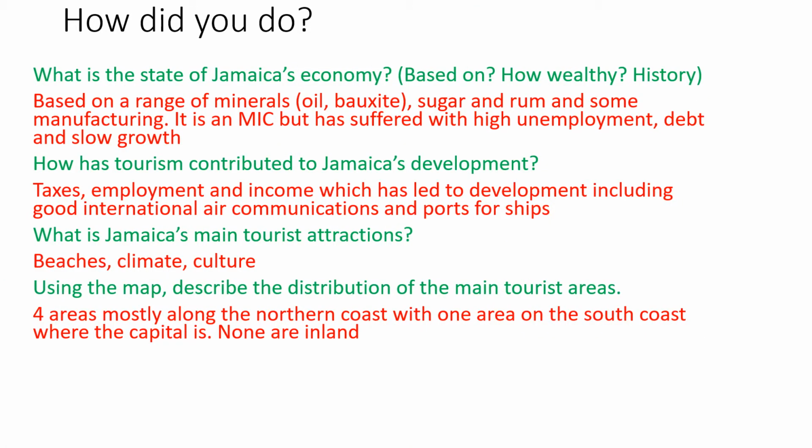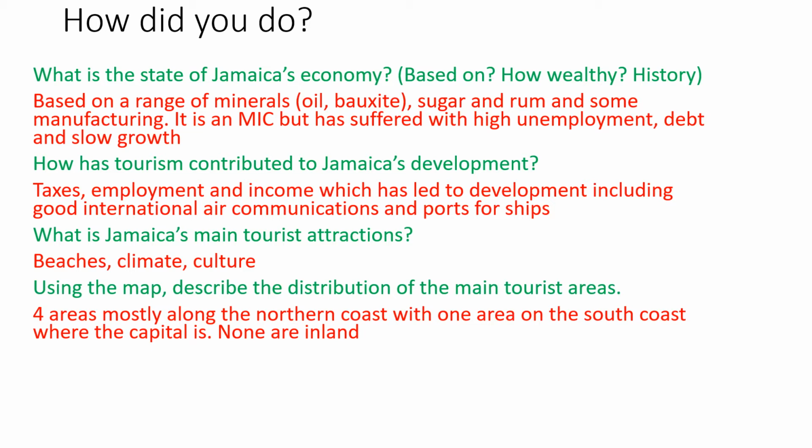Okay, here are some of the answers then. So the state of Jamaica's economy, well, it's based on a range of minerals, oil and bauxite, agricultural products such as sugar and rum, and some manufacturing. It's a middle-income country, but it suffered with high unemployment, debt, and slow growth. So that was what the economy was like or is like. How has tourism contributed? Taxes, employment, and income are the 3 main things. That's led to development, including the setting up of good international airports and also ports for ships as well.